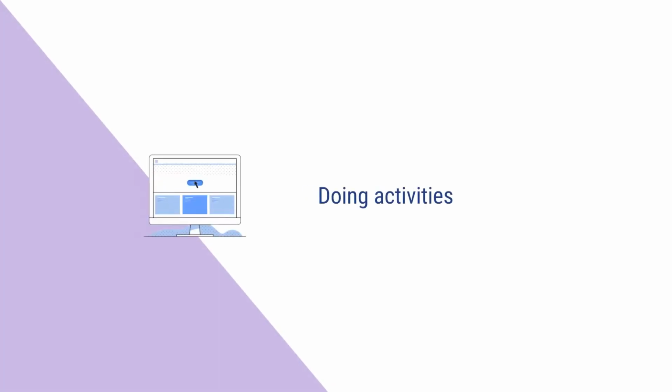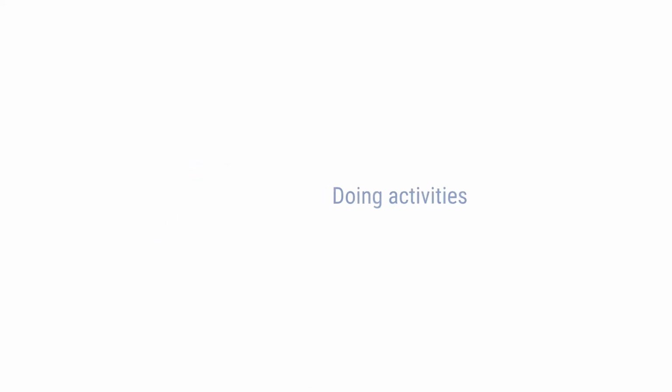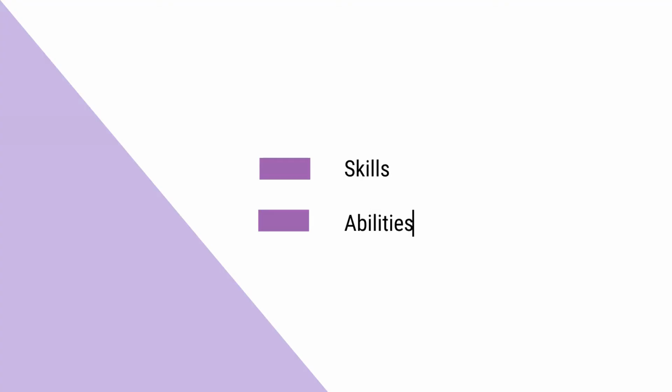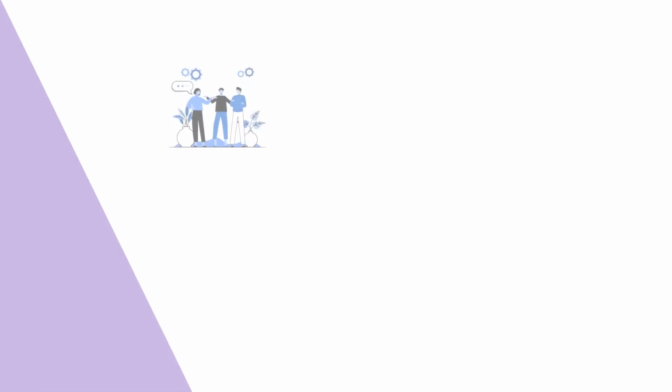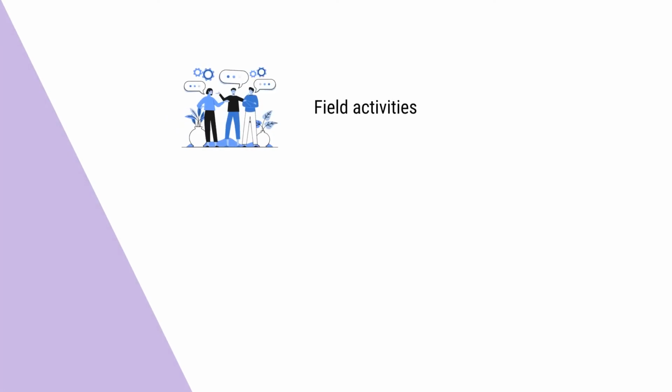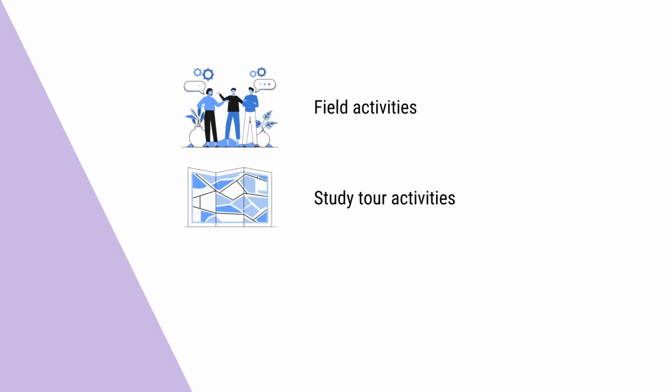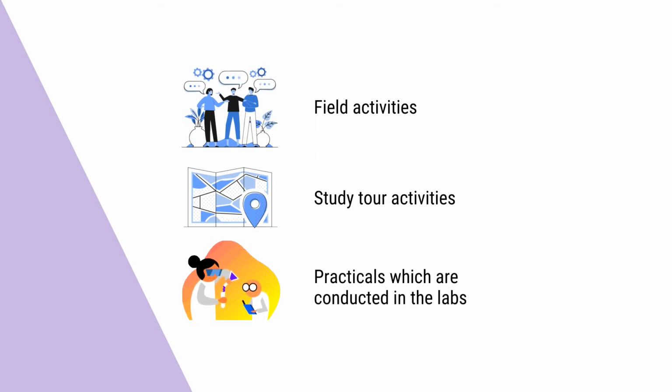Now we have doing activities. What are the doing activities? The doing activities are those activities which demand a learner to use the skills, the abilities. The theoretical knowledge is applied in these activities. These activities could be the field activities, the study tour activities, the practicals which are conducted in the labs. All these are doing activities.